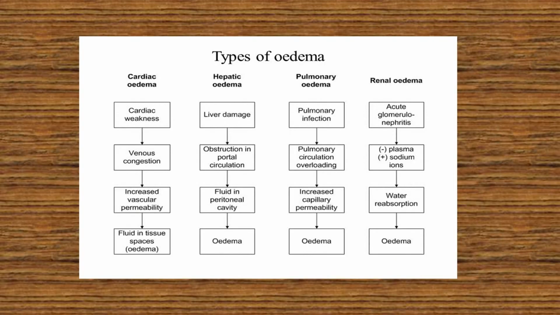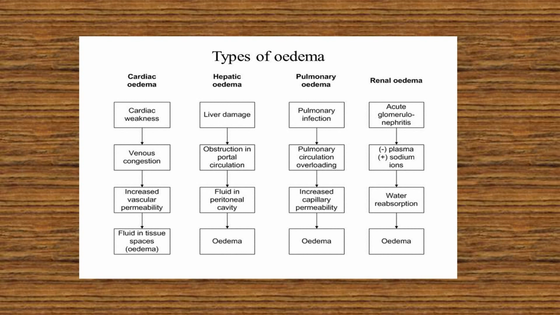The other types of edema which are caused due to disease of internal organs are cardiac edema for the heart, hepatic edema for the liver, pulmonary edema for the lungs, and renal edema for the kidneys. The first one, cardiac edema, is caused when the heart holds an excess amount of fluid, which leads to swelling, leading to edema.